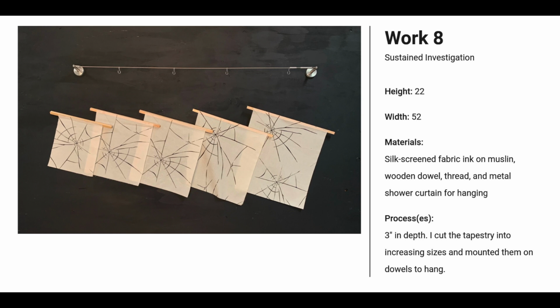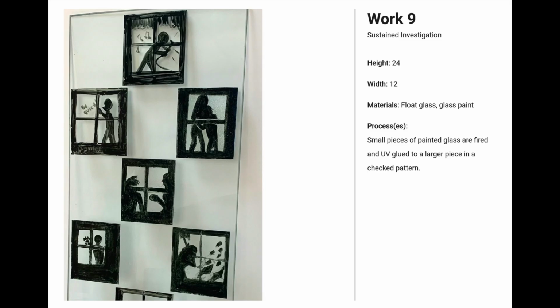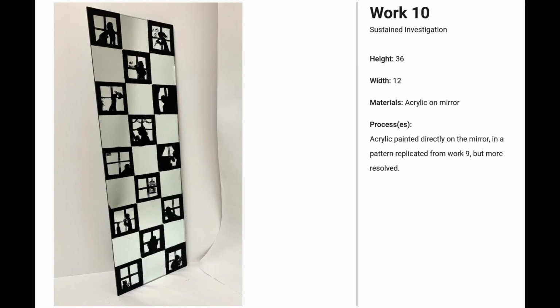Silkscreen fabric ink on muslin, using wooden dowel, thread, and metal shower curtain for hanging. I cut the tapestry into increasing sizes and mounted them on dowels to hang. Work 9. 24-inch by 12-inch, small pieces of painted glass, fired and UV glued to a larger piece in a checked pattern. Work 10. 36 inches by 12 inches.